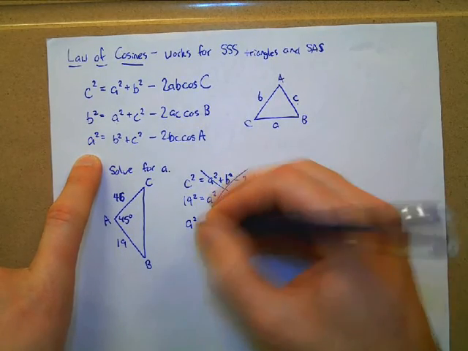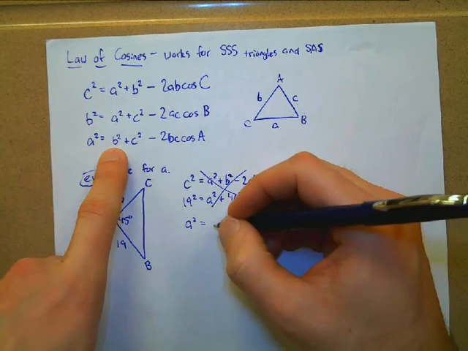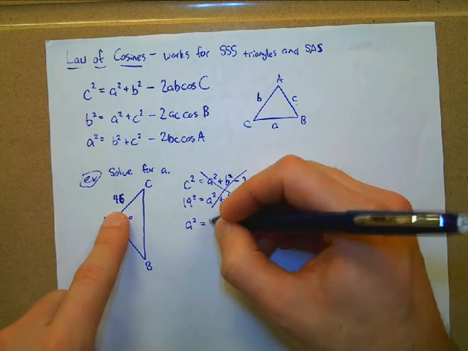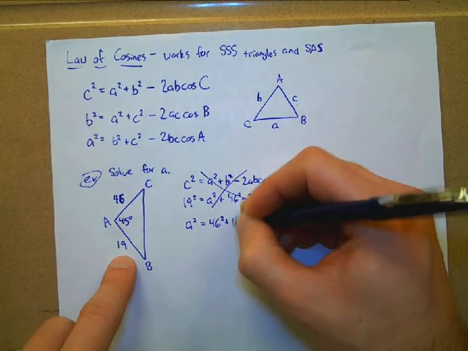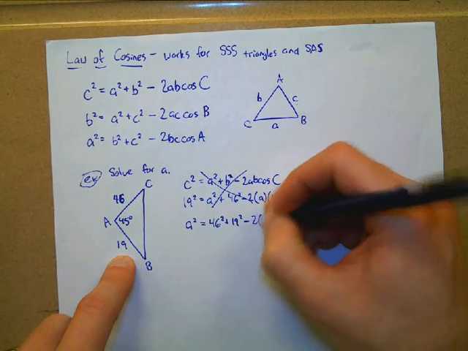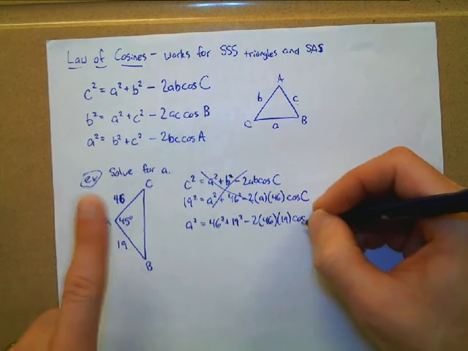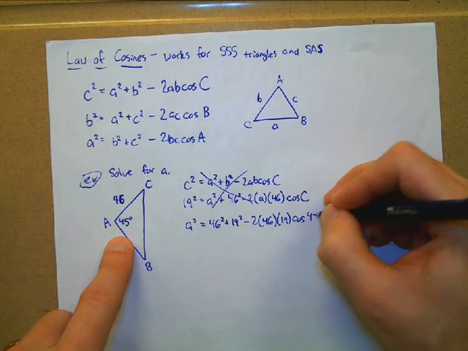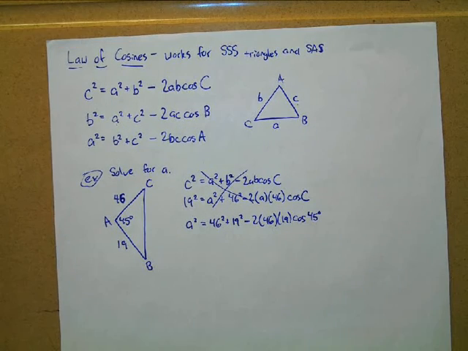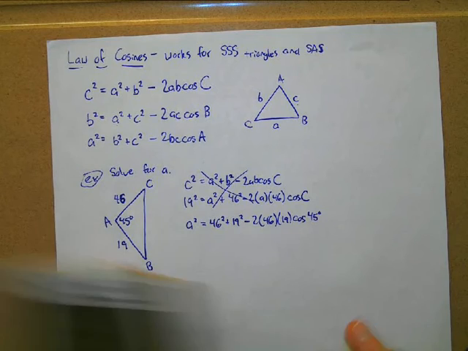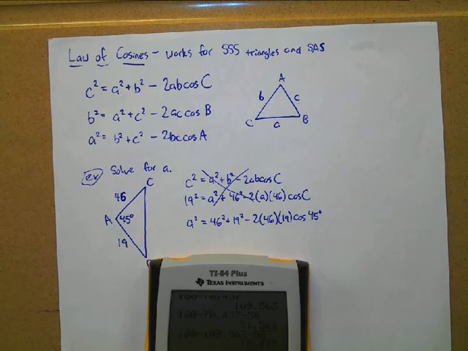I get A squared is approximately 1,240.977. And I'll just square root that. And A is, again, approximately 35.228, we'll say. Okay, so there's an application of law of cosines.